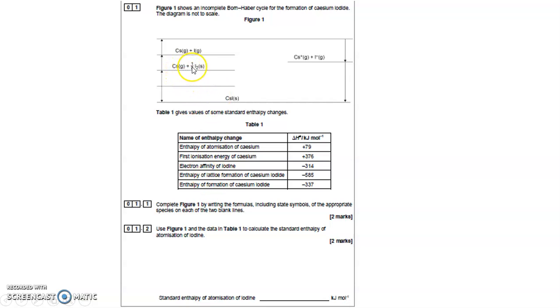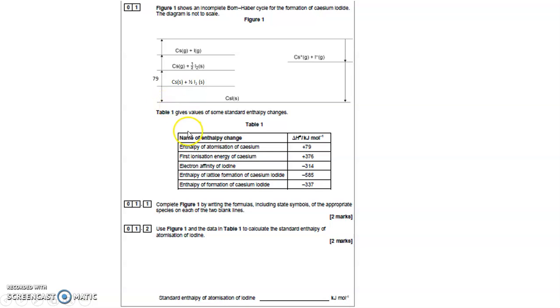Something going to cesium gas and half a mole of iodine as a solid. Well, cesium isn't normally a gas, so the enthalpy of atomization of cesium must be here, turning it from a solid into a gas. So cesium solid, half I2 solid stays the same. One of the two species always stays the same. You only ever change one of them in each of the steps in the Born-Haber cycle. So the enthalpy of atomization of cesium is this one here, going from a solid to a gas. At the same time, I might as well put plus 79 in alongside.